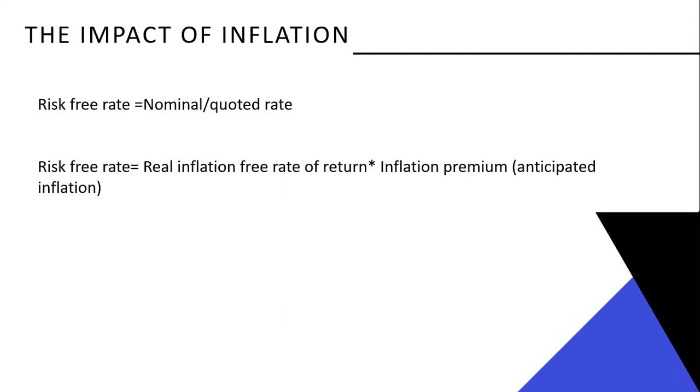Okay. Next, I want to talk a little bit about the impact of inflation on the risk-free rate. Any risk-free rate is calculated by the nominal divided by the quoted rate. So this is going to give you the real inflation-free rate of return. And so a risk-free rate is equal to the real inflation-free rate of return multiplied by the inflation premium, or the anticipated inflation.